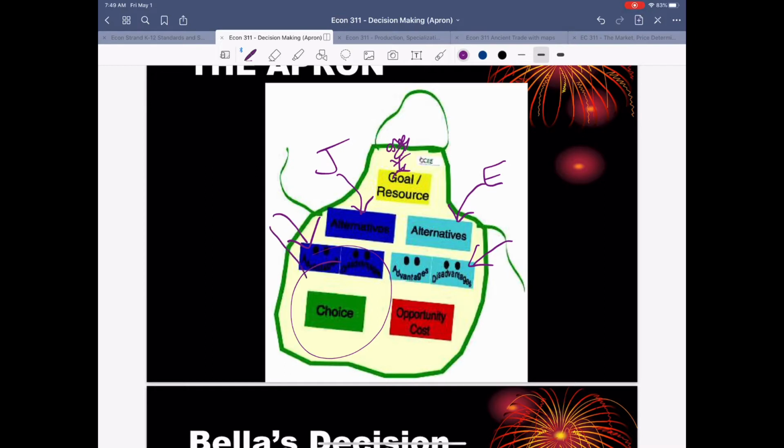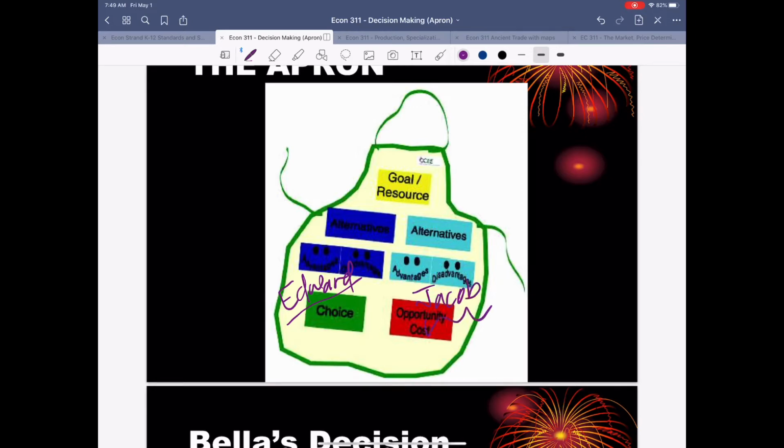That one will go here into the choice pocket. So you select your best alternative. Your second best alternative not selected, it becomes your opportunity cost. And watch out for this, because let's say that the choice that you or the class makes is Edward. Let's say that Bella decides to assign her human capital to choosing Edward. And you'd say, well, Jacob is the opportunity cost, but it's not Jacob the human being.